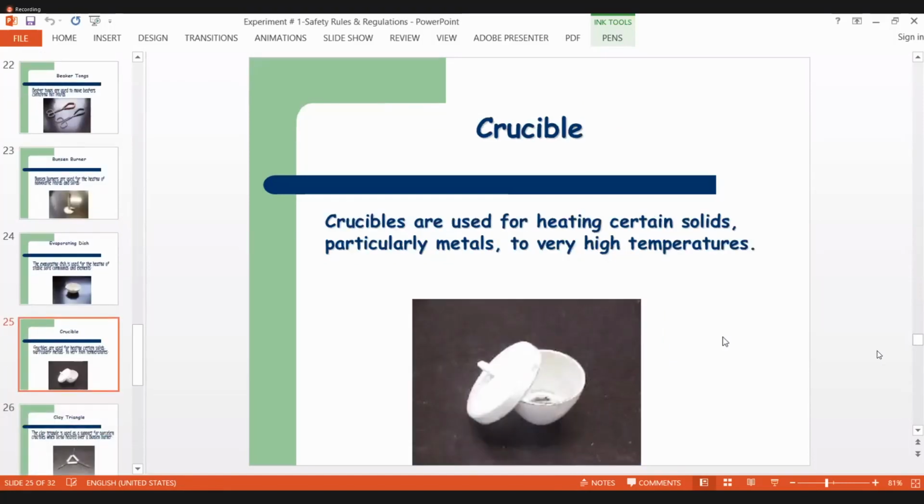This is a crucible. This is also just like the kahwa cup. You can do any reaction here. You can put the metal, if you want to burn it, and you put it on the hot plate. So this is known as a crucible. You will use this in the lab, but you are not in the lab now. Whenever you are in the lab, you can use it.